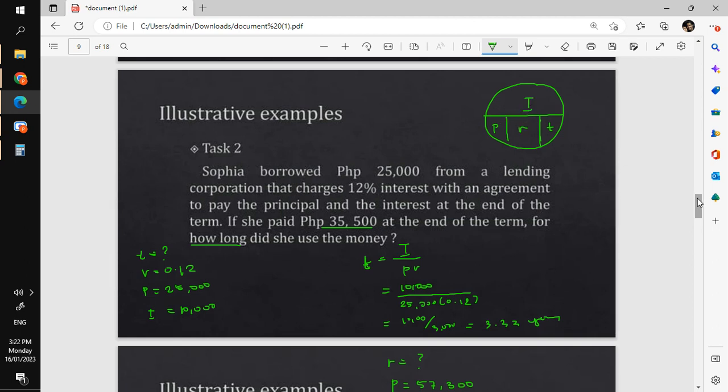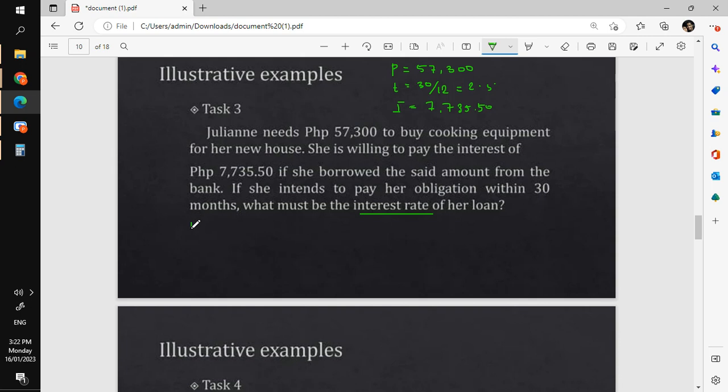Now, using the same idea, we are looking for the rate. So the formula is I over P times T. All right, the rate is given by R equals I over P times T. The interest, that is 7,735.50. Our principal amount, that is 57,300, times the time, that is 2.5.